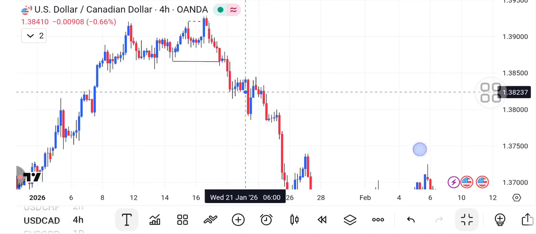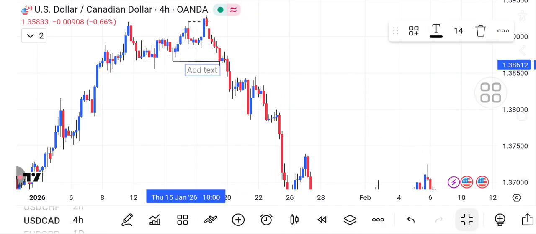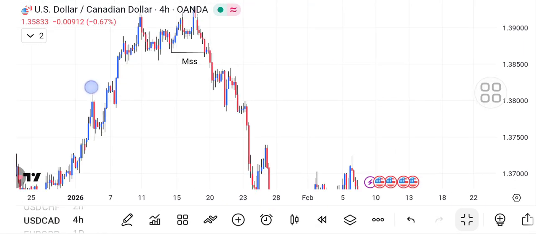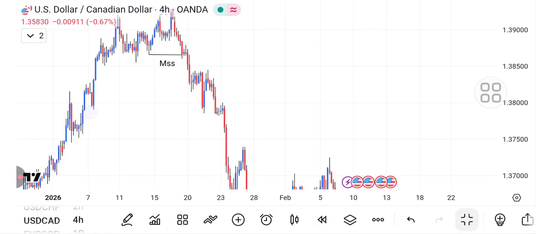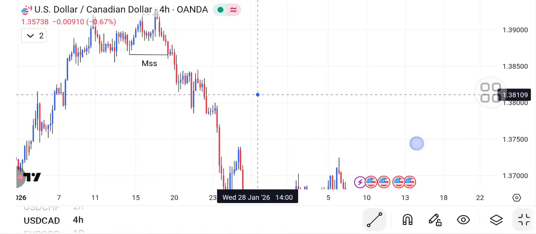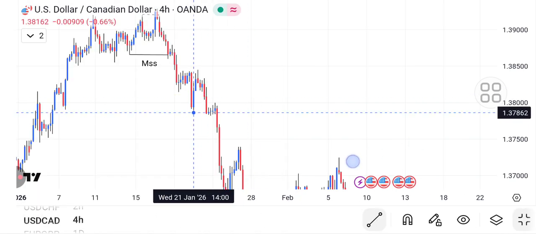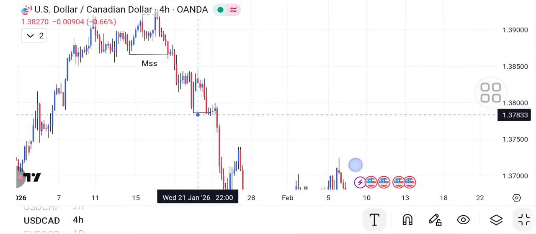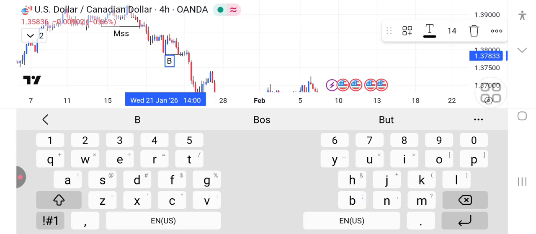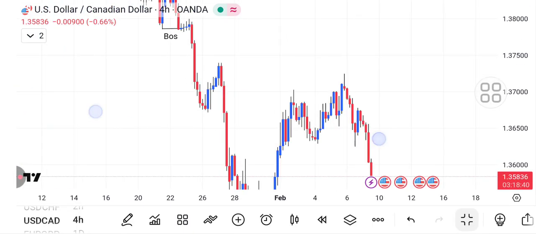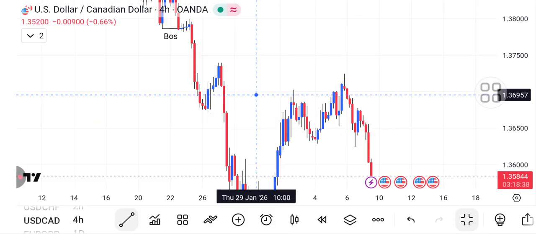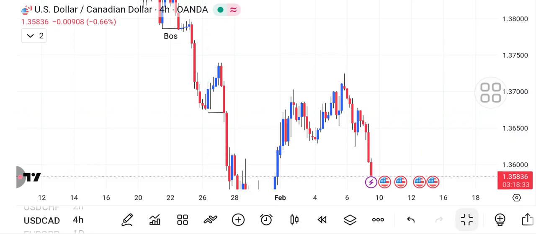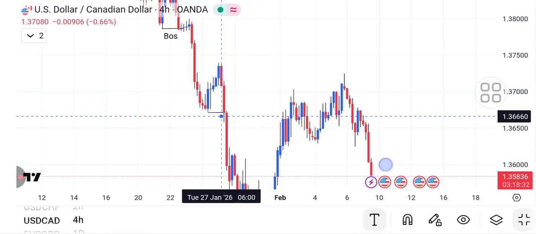After giving us market structure shift, I was expecting to see some breakout structures. So right here I have some kind of a breakout structure on the 4-hour. So I was marking that past movement of the market. So right here I had the breakout structure. We had the breakout structure.